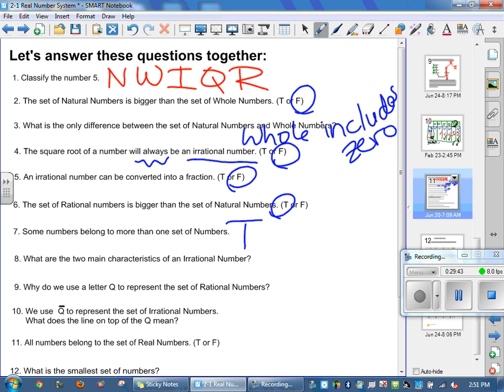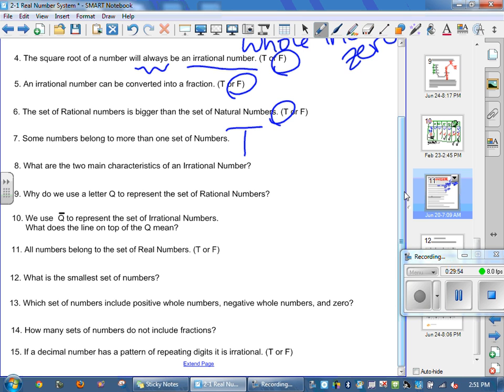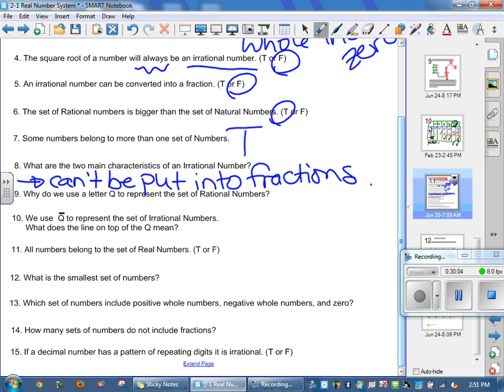Okay, so the first one: they can't be put into fractions. And what else? It's a continuous decimal. It is a run-on decimal, yes. Non-perfect squares give us a run-on decimal answer. That's why non-perfect squares are in that category.